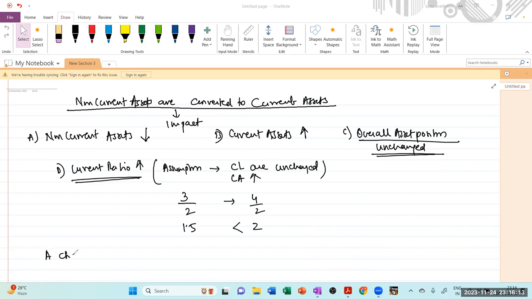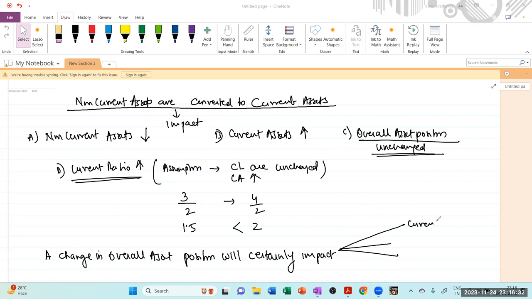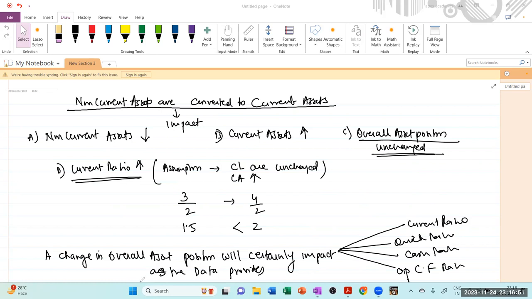So a change in overall asset position will certainly impact current ratio, quick ratio, cash ratio, and operating cash flow ratio as the data provides. This is the most important statement here, as the data provides. If I say that cash has gone up, so obviously current ratio will go up, quick ratio will go up, cash ratio will go up, and operating cash flow ratio maybe.